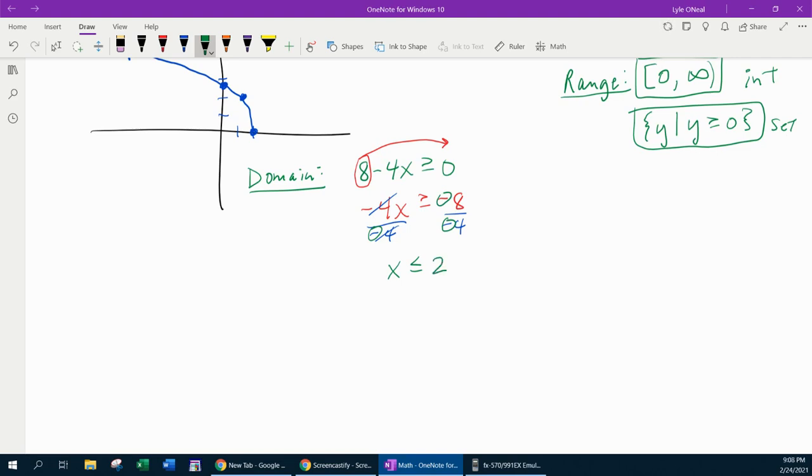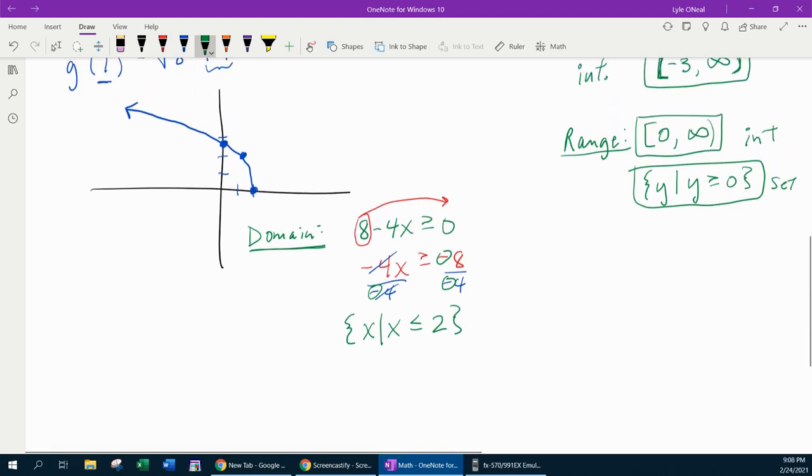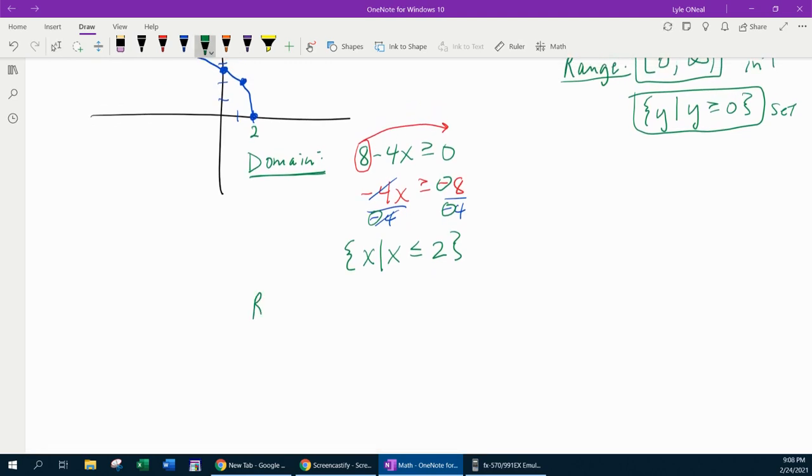So there's the restriction. Now we need to write it as the domain. So that's going to be the set of all x such that x is less than or equal to 2. And that is verified from the graph. Do you see that? That the graph stops at a value of 2 and it goes forever to the left. That is less than or equal to 2. So now I know I have a complete graph. And now we can do the range.